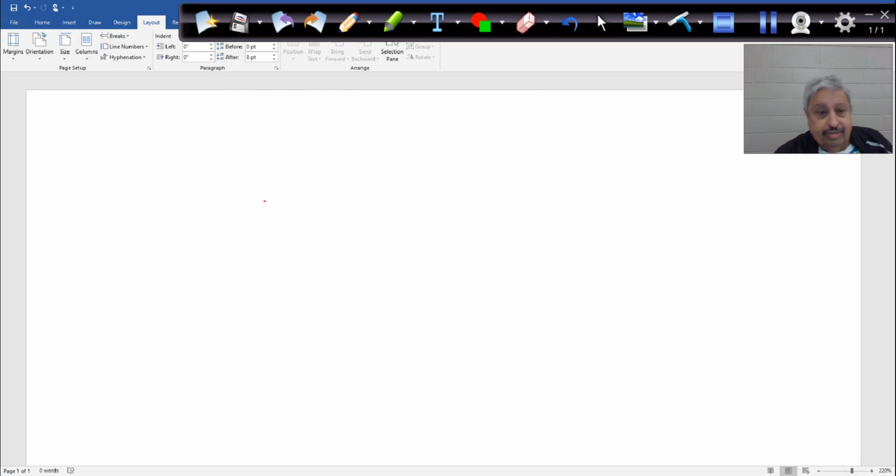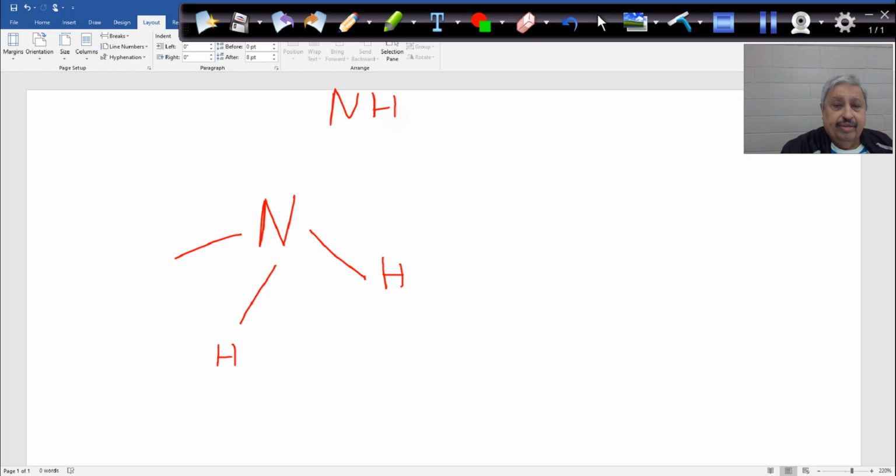We have plenty of time. Ammonia looks like this. This is ammonia, guys, NH3. It always depends on the lone pairs, correct? This is ammonia with one lone pair and three sigma bonds, or single bonds. Sigma or single means the same thing. So this is the Lewis dot structure of ammonia.